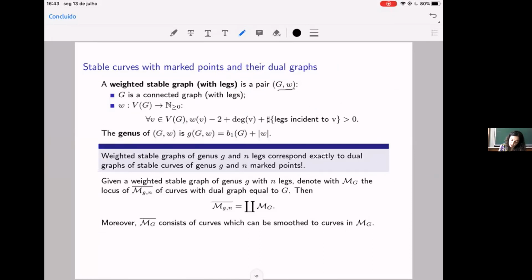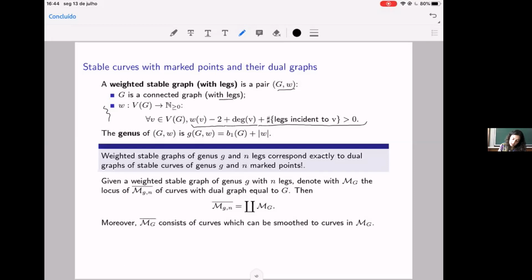where G is a connected graph with legs, and we have a stability condition which needs this weight function. So we have also a weight function from the vertices to the set of non-negative integers, and the stability condition is this one. We ask that for all vertices V in G, the weight of the vertex minus 2 plus the degree of V, meaning the number of edges incident to V, plus the number of legs incident to V, is at least 0.